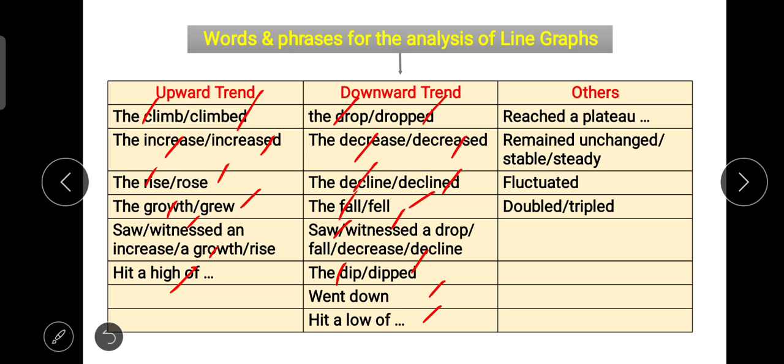Then some other phrases also are there which can be used as per the choice, as per the demand of the question and context. Reached a plateau, it means leveled off, stagnated, shows no growth. Remained unchanged, remained stable or remained steady. Then fluctuated. If continuous rise and fall goes on, then fluctuated, doubled, tripled, or became 4 times, 5 times, and so on and so forth.